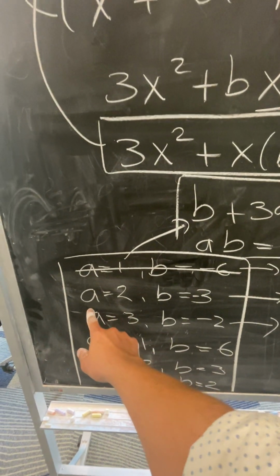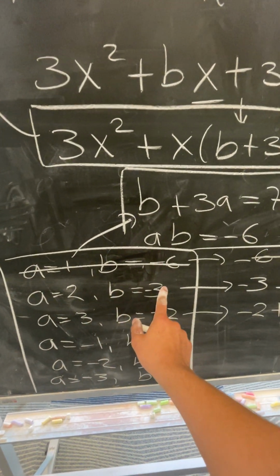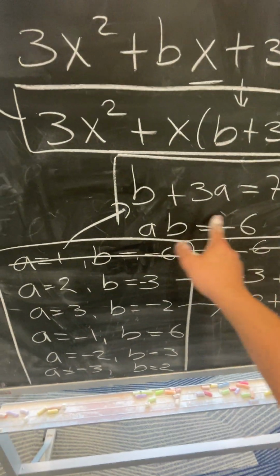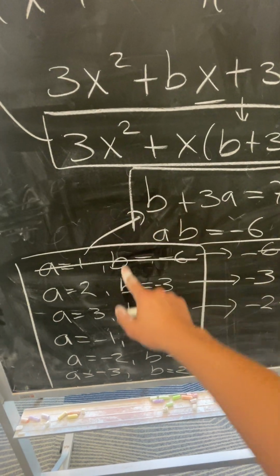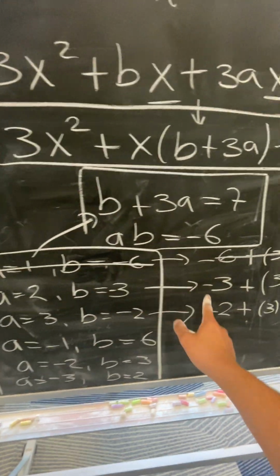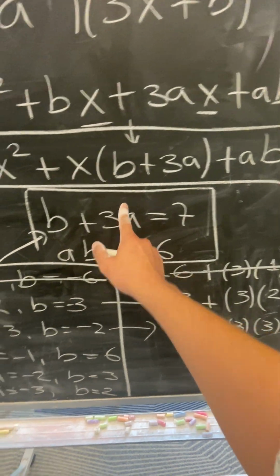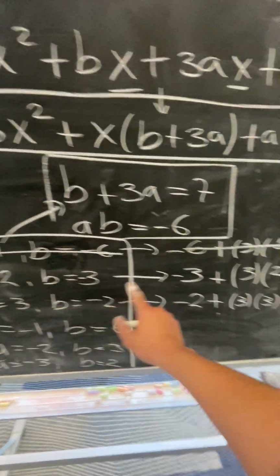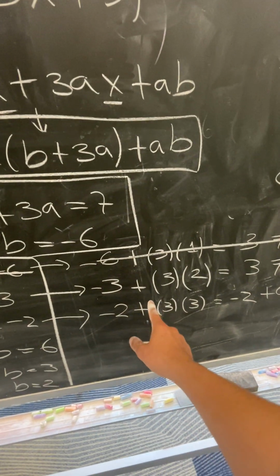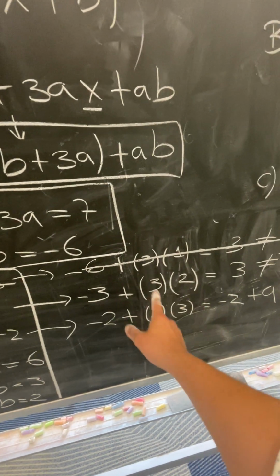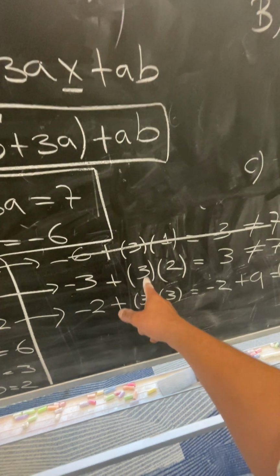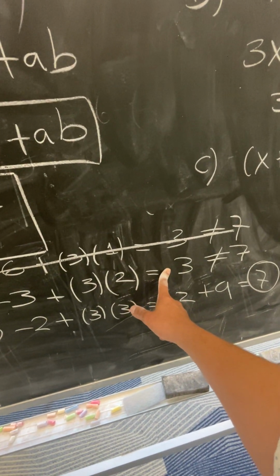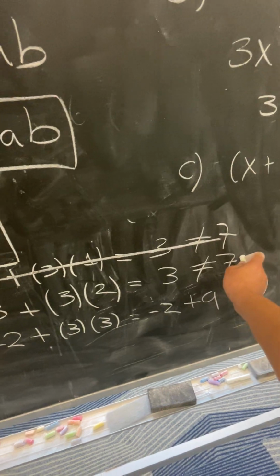Second option is a equals 2 and b equals negative 3. That gives us negative 6, so it passes our first condition. Now does it pass our second condition? B is negative 3 and a is equal to 2. So we have negative 3 plus 3 times 2. This gives us 6, so we have negative 3 plus 6, which gives us just 3. That is not equal to 7, so this option does not work.